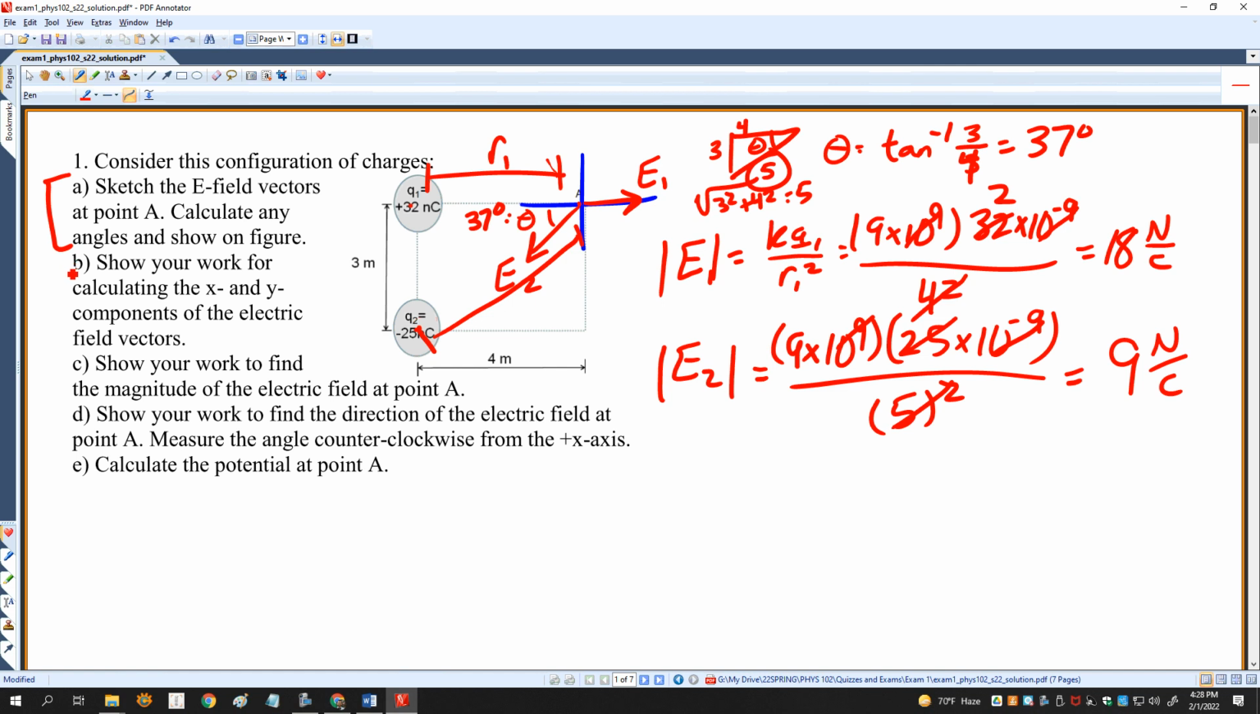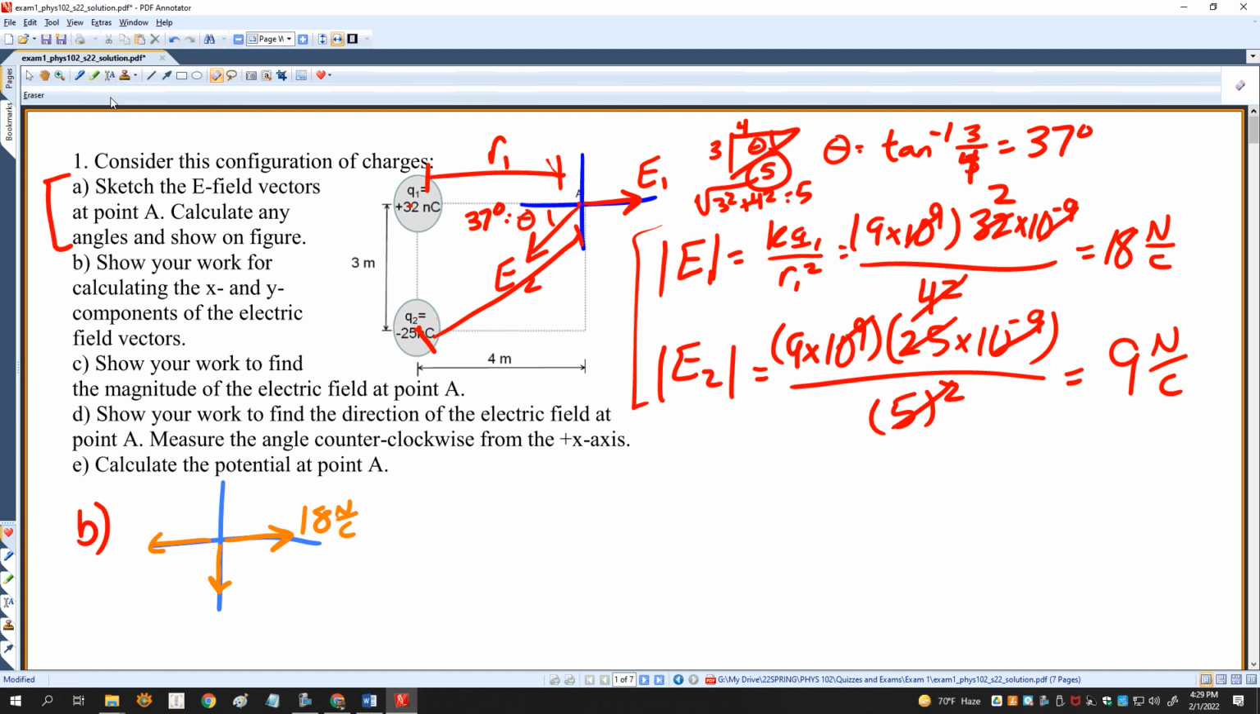Now for part B, this is actually part of part B, is figuring out what those vectors are. But now continuing on with part B, we need to write out what are the x and y components. I'm going to redraw this, and I'm going to now label my x and y components. So E1 is 18, so it's just right here, 18 newtons per coulomb. But E2 is in this direction, and it has two components, here and here. So I'm just going to draw those two components that are in the negative x and negative y directions.